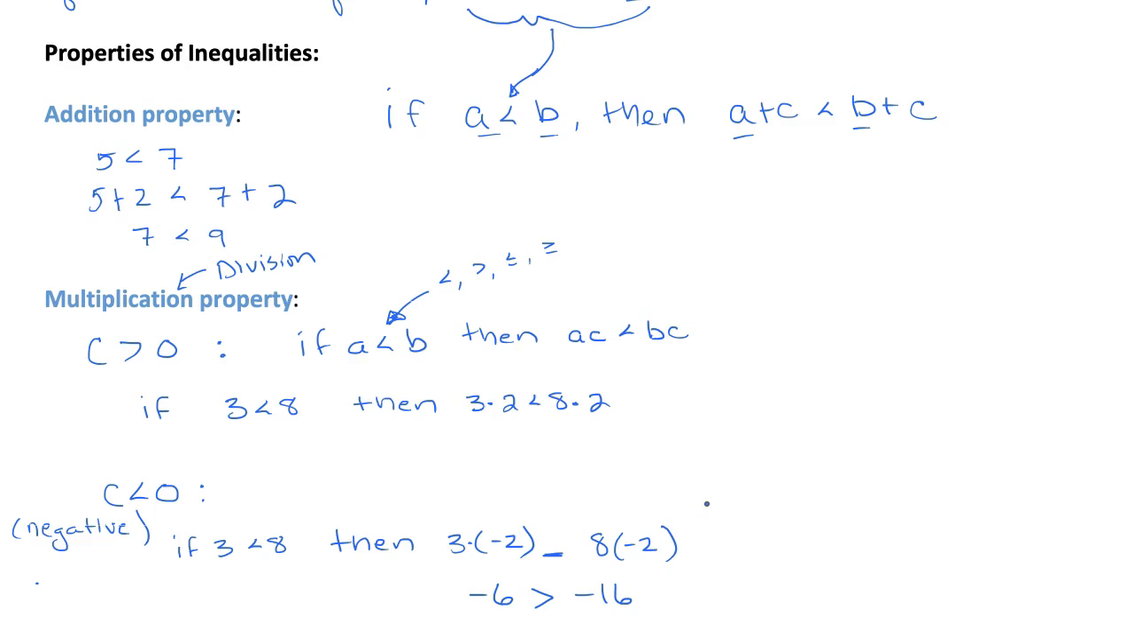So if you multiply or divide both sides by a negative, you have to switch the sign. The sign switches. So the rule is if A is less than B, and this is only when C is less than 0, then A times C is greater than B times C. We've taken C, or -2 in this case, times both sides. It switches the sign.